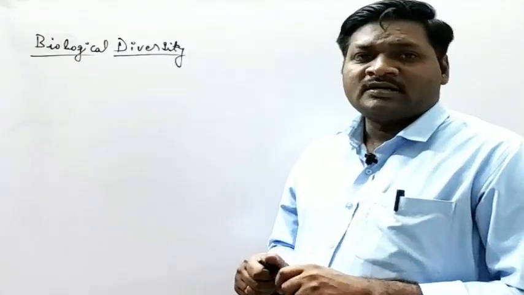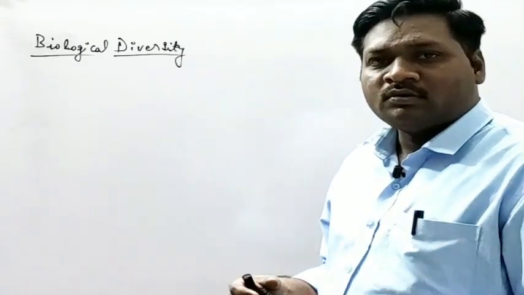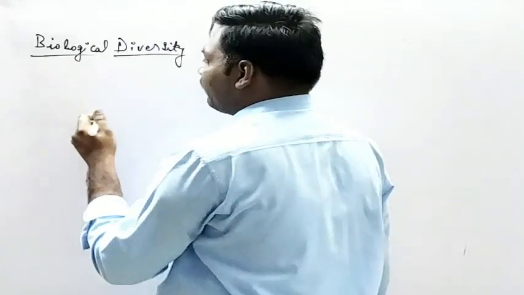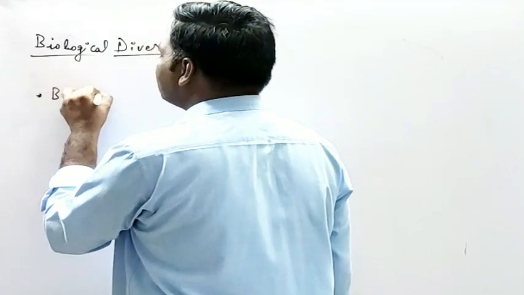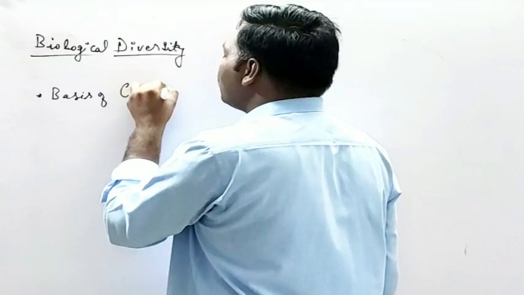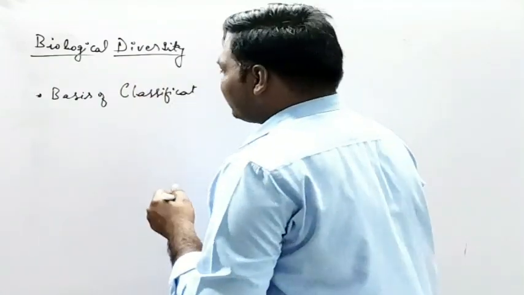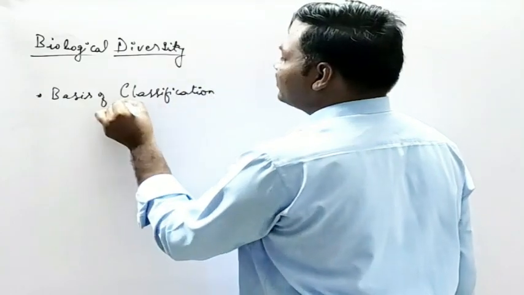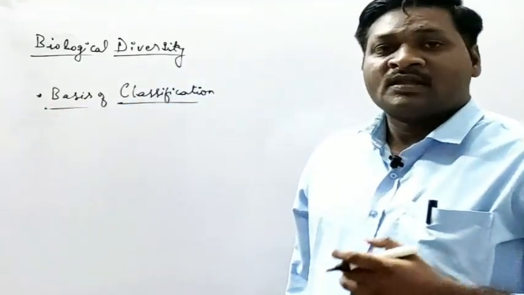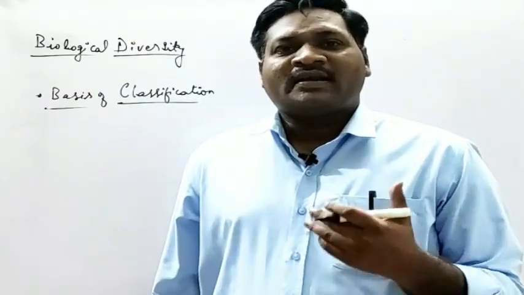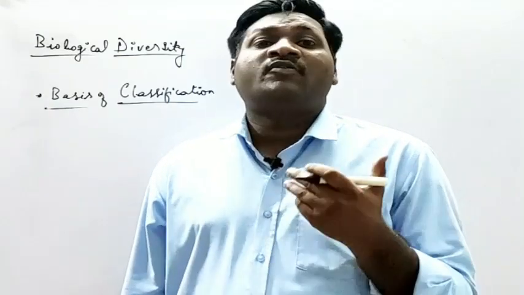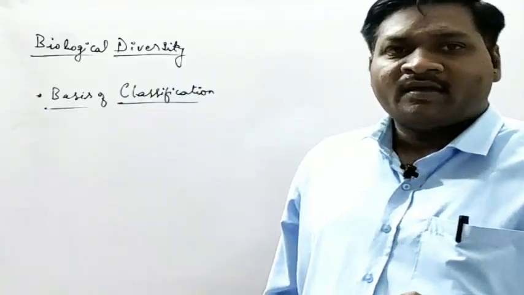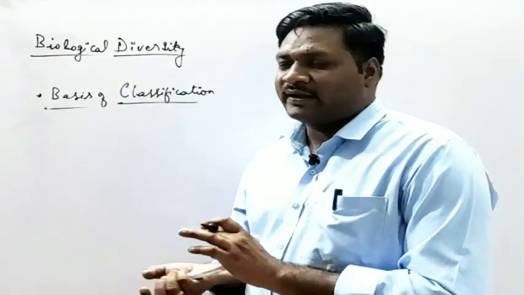So let's discuss some key points that we are going to cover in this chapter. First is the basis of classification. On what basis are we classifying the living organisms, that will be studied under this topic. There are various parameters under which we classify living organisms, that is on the basis of their organization, mode of nutrition, mode of reproduction, and mode of respiration. There are different criteria, so on that basis we can classify the living organisms.